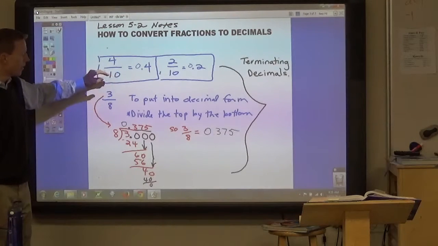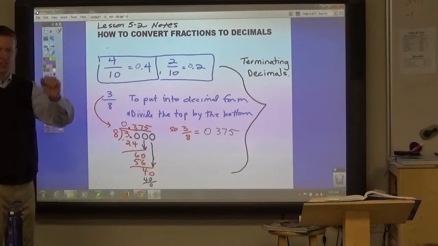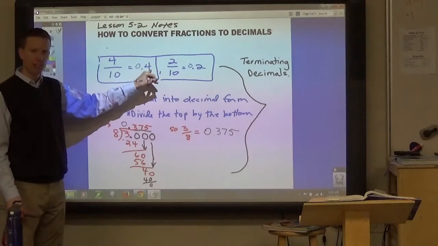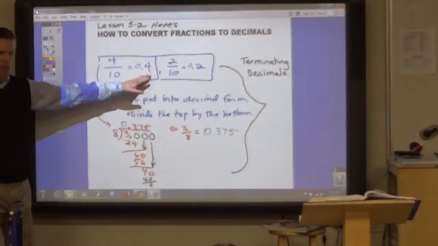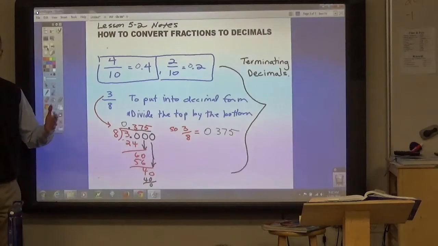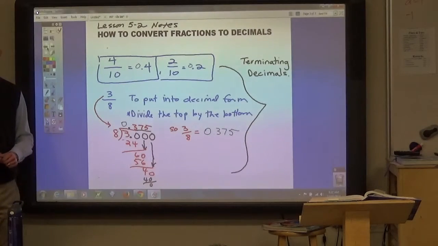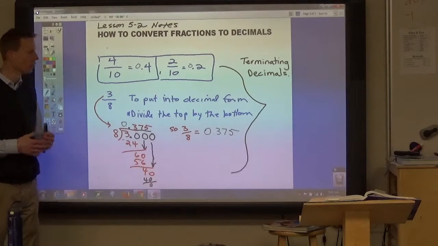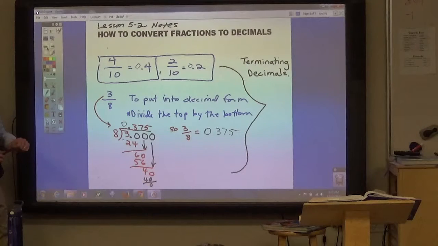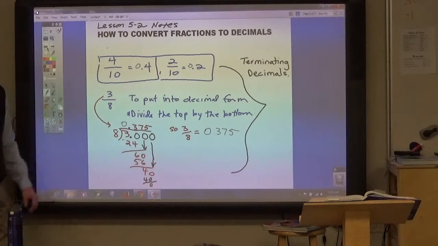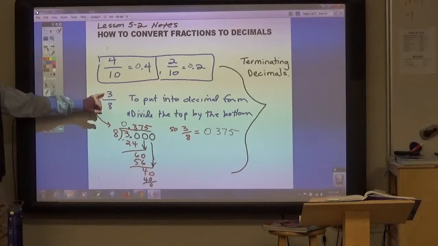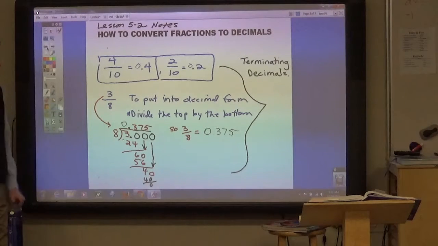The denominator for tenths, hundredths, thousandths, and so on refers to the place behind the decimal point. So 3/10 is 0.3, 1/10 is 0.1, 4 thousandths is 0.004, and so on. Okay? Now, to put a fraction into decimal form, you have to divide the top number by the bottom number.